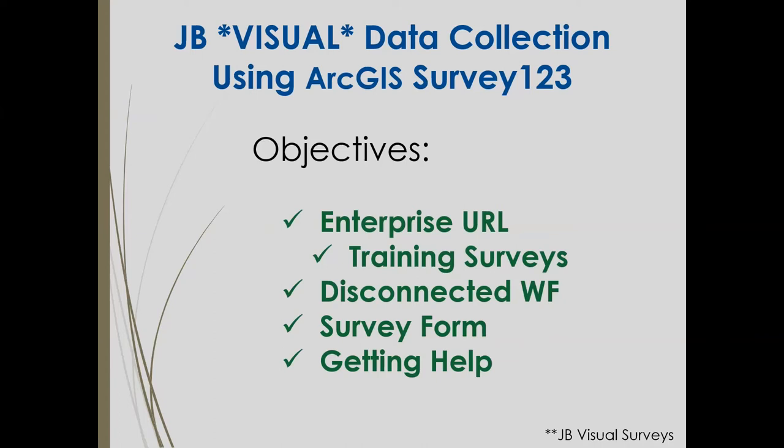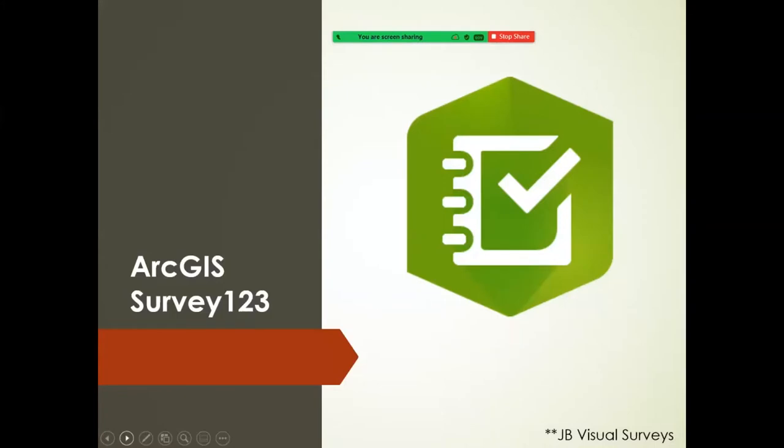We'll talk about if you want to use a disconnected workflow in Survey123, you can. We're going to have a look at the data form for Japanese Beetle, and we're going to make sure you know where to go to get help. So Survey123 is a form-based mobile application to collect data. It really is kind of like, to me, any form you've ever filled out online where it asks you a question and you answer, and it's very intuitive and takes you to the next one. So it's really not that difficult.